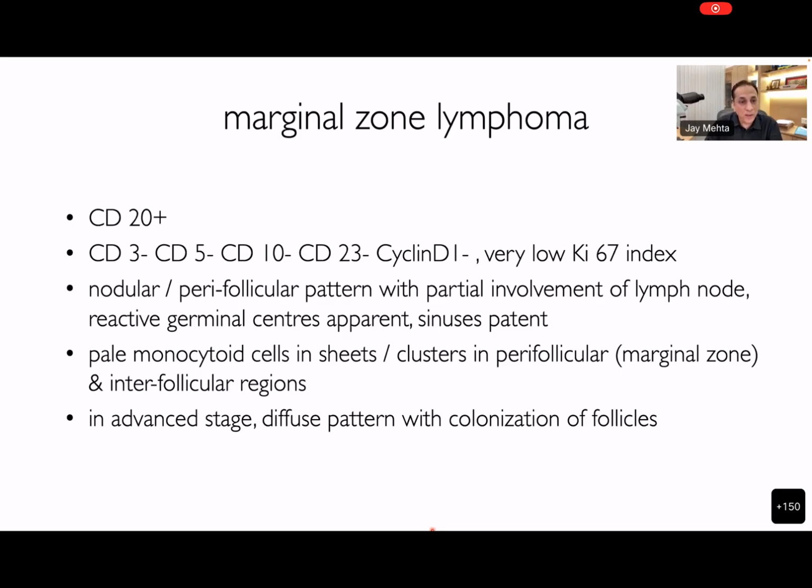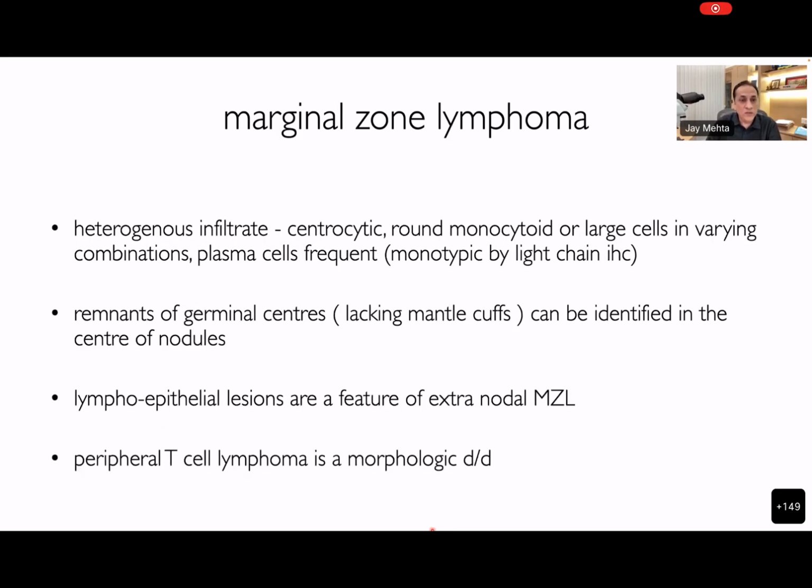The constituent cells are pale monocytoid cells arranged in sheets or clusters in perifollicular and interfollicular regions. In advanced stage, there's a diffuse pattern when the follicles are colonized. So the infiltrate for marginal zone lymphoma is usually heterogeneous. You can get centrocytic morphology, or you can get the very typical round monocytoid cells. Sometimes you can get large immunoblasts also punctuating this infiltrate.